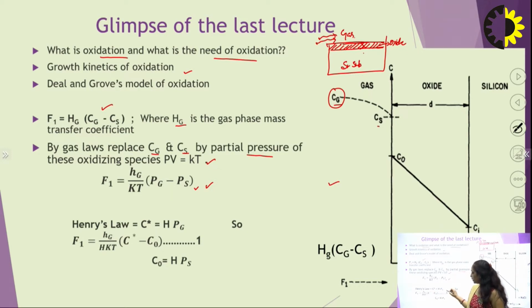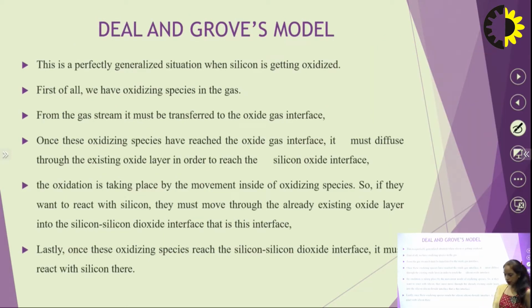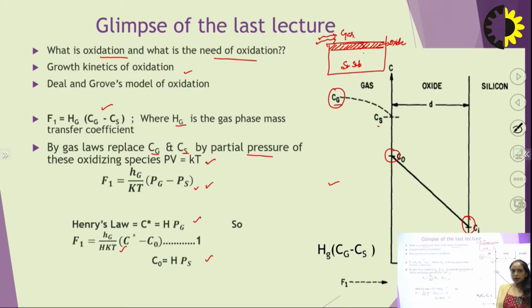If we include Henry's law, the equilibrium concentration C star of the oxidizing species equals H times Pg, and we can write F1 as Hg times H times KT times (C star minus C naught), where C naught is the concentration of oxidizing species at the outer end and Ci is the concentration at the inner side. So C naught we can write as H times Ps. These equations we studied in the last class.